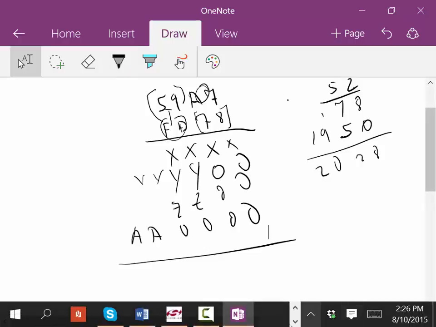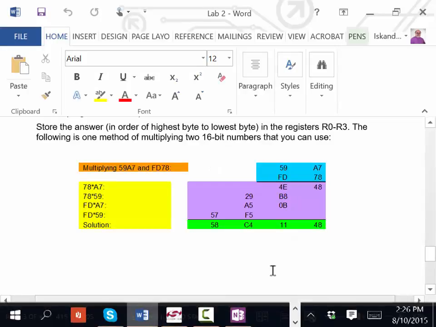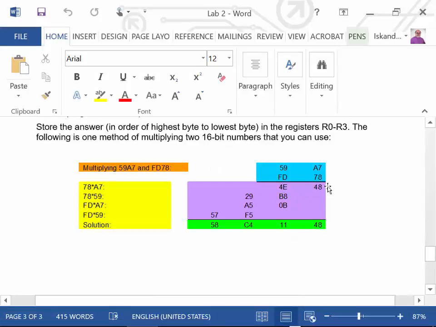It's better explained if we go through and look at where it's typed here. You see, when we multiply these two, this is 78 times 59. This right here is 78 times A7, which gets us these two 16-bit numbers. So what we're going to have to do is store these. We've got 1, 2, 3, 4, 5, 6, 7, 8. So let's just store those as we do the multiplication.